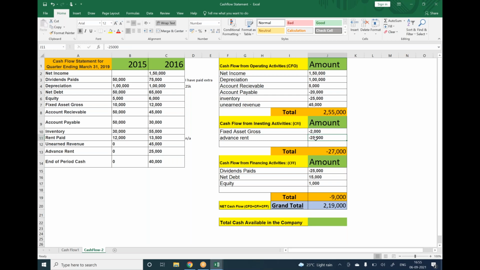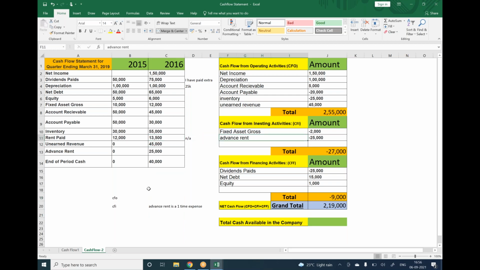So why is unearned revenue in CFO? Actually, you can put it in CFO, you can put it in CFI also. Why did I put it in CFI? I'll tell you, one by one. See, advance rent is a one-time expense. You're not doing it every day or every month. You're not paying advance, like a deposit. If you rent an apartment, maybe 9 months is your advance rent or a deposit. So it could be just a one-time expense. So that's why I put it under CFI.